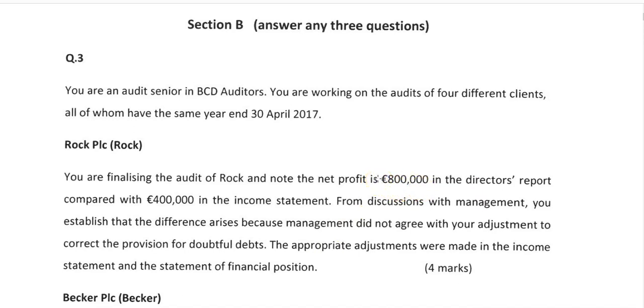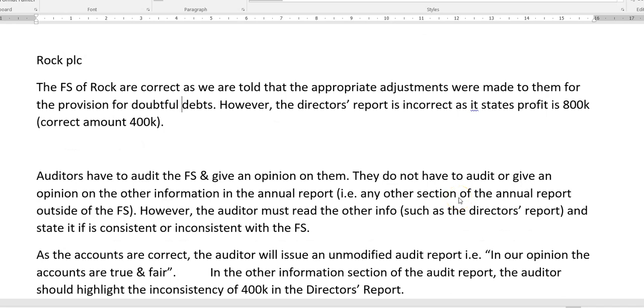So really in this scenario, the marks are going for identifying that the financial statements are correct, that the director's report is incorrect and why it's incorrect, and then mentioning the responsibility, the other information, and then how that affects the audit opinion. So the answer for this would be something like this, where we start off by saying the financial statements are correct because the adjustments were made to them for the provision for debts, and then say the director's report is incorrect. So that's just saying the situation, and you're really copying what's in the question.